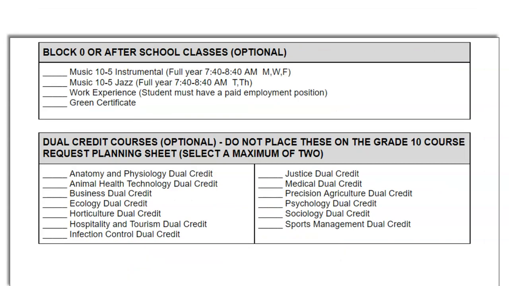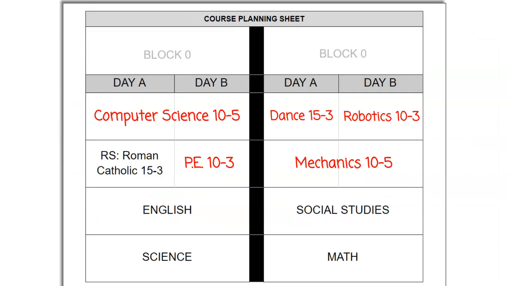Please review the Block 0 or after-school classes on page 2 and select any of these courses you want to take next year. Please be aware of when these courses are being offered. For example, this indicates that Music 10-5 Instrumental is a full-year course that occurs on Monday, Wednesday, and Friday at 7:40 a.m. to 8:40 a.m. Next, write any of these courses you selected into Block 0 on the planning sheet on page 3.